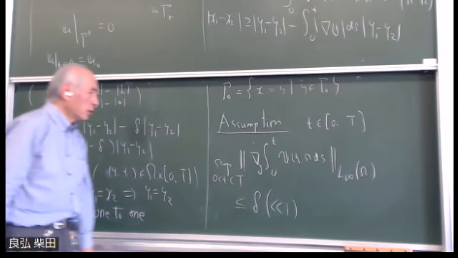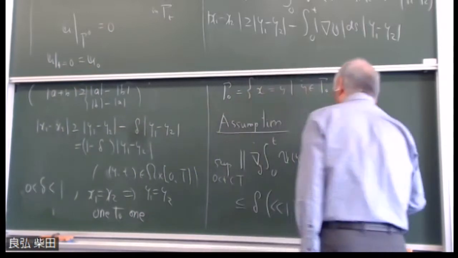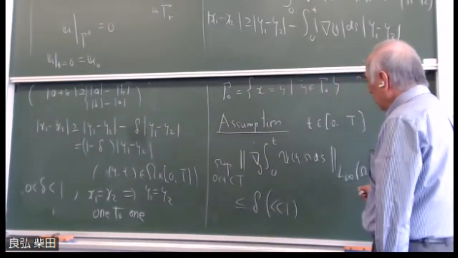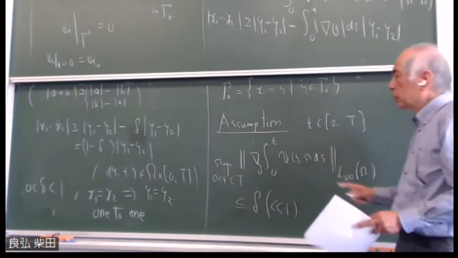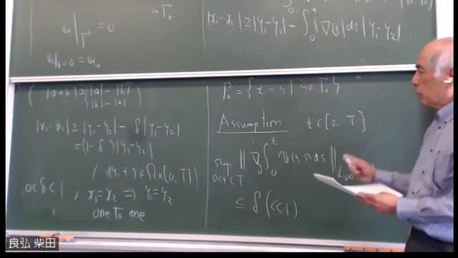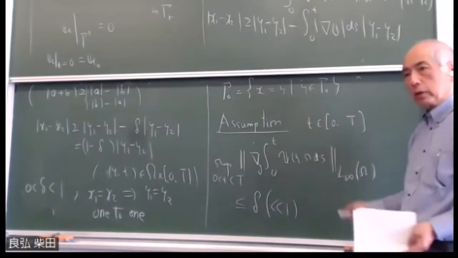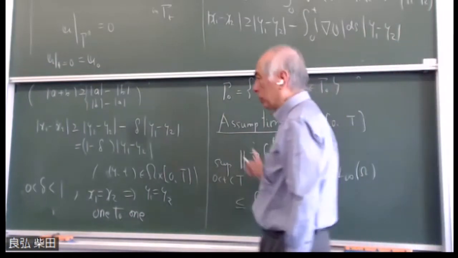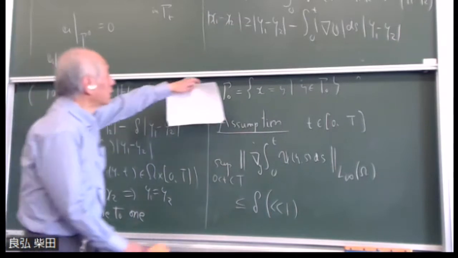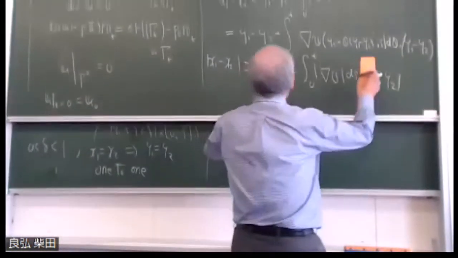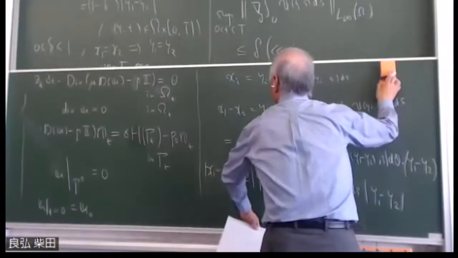So usually in mathematical analysis, we always assume this, because the Lagrangian transformation should be a one-to-one correspondence. So this guarantees the one-to-one correspondence. Okay.